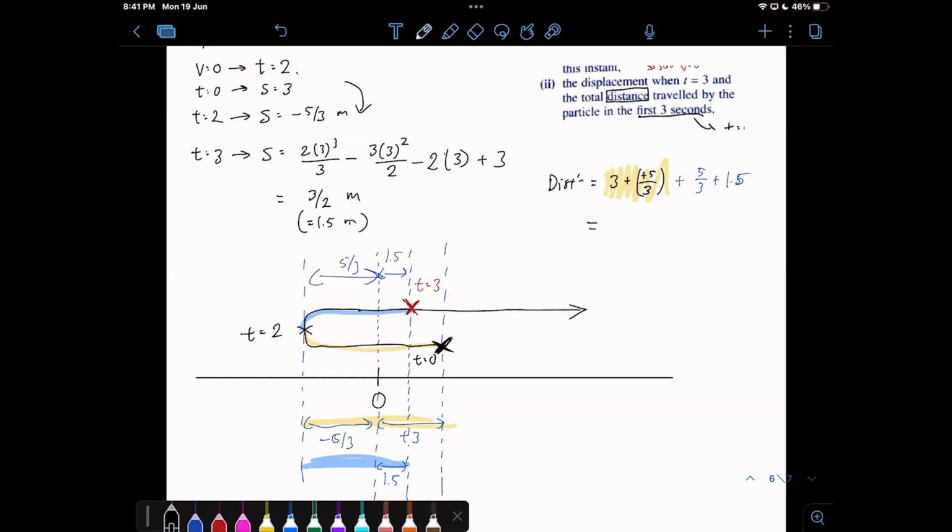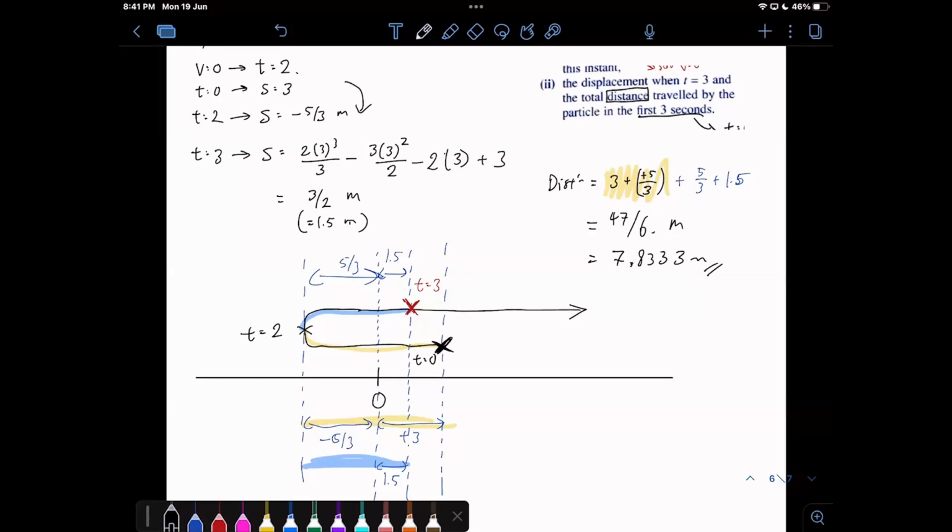Okay, good. So let's see, calculate. What do you get? 3 plus 5/3 plus 5/3 plus 1.5. And you get 47/6. Okay, so let's just write this down in decimals. 7.8333333 all the way.